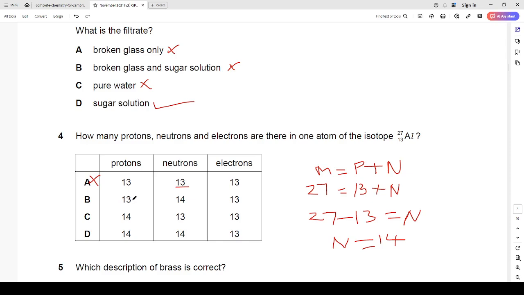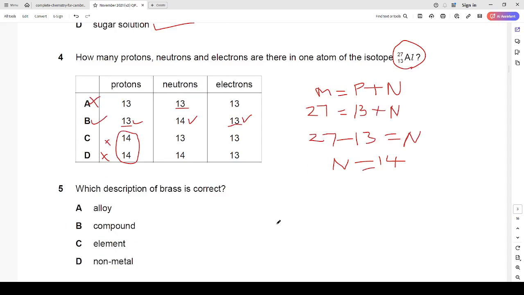Okay, if you look at option B, the proton is 13, right, fine. We calculated 14 for the neutron number, that's fine. And the electrons is 13. Okay, this is right because for a neutral atom like aluminum, the total number of protons is equal to the total number of electrons. And that justifies option B. But let's take a look at other options. For the proton, we have 14 for C and 14 for D. Automatically, these two options are incorrect, totally incorrect.